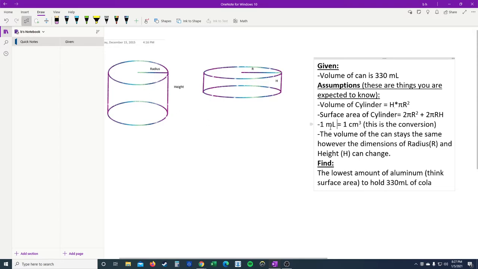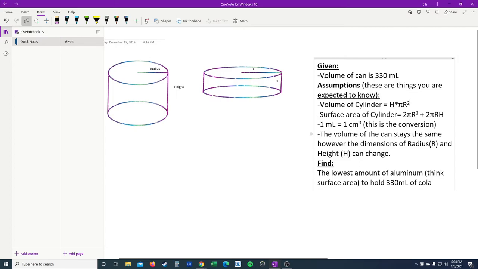The next bit of information you need to know is that 1 milliliter, which is a volume, is equal to 1 centimeter cubed. This is just a conversion. If you don't know these three things, the good thing now is you have Google. You can search up the volume of a cylinder, the surface area of a cylinder, and conversions. We use centimeters cubed because a unit of length is a centimeter, so volume is in the cubic dimension, or centimeters to the third power.